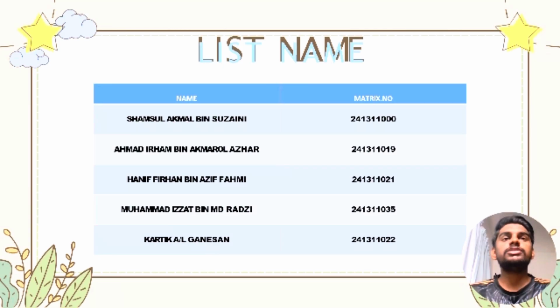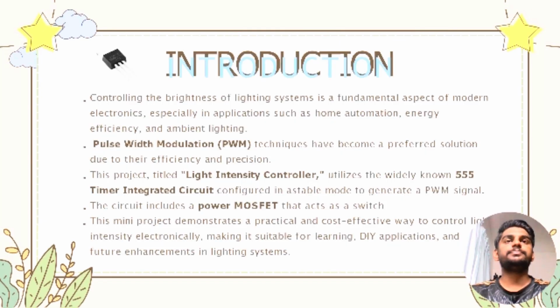Today I am here to present about our PBL titled Light Intensity Controller. We consist of 5 members: Samsul Akmal bin Suzaini, Ahmad Irham bin Akmarul Azhar, Anif Firhan bin Azif Fahmi, Muhammad Izzat bin Muhammad Radzi, and Karthik Analaki Ganesan.